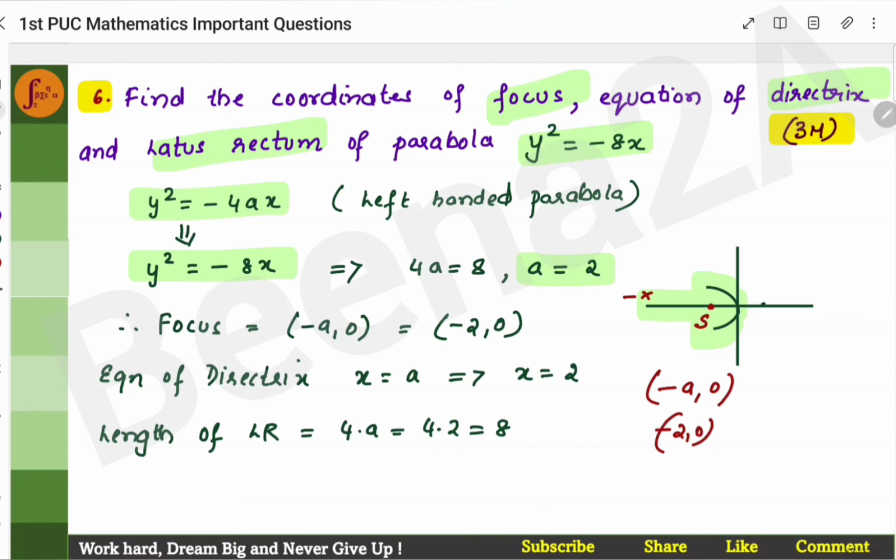What is the equation of directrix? The directrix will always be on the opposite side of the focus. So this will be the directrix. This will become positive a comma 0, which is the directrix coordinate, but you have to find the equation. The equation would be x is equal to a, x is equal to 2. Length of latus rectum, irrespective of whichever parabola it is, length of LR is 4 times a. So 4 times 2, which is 8.